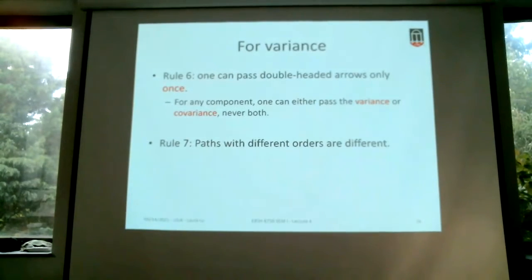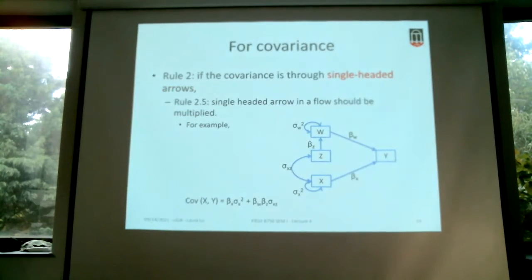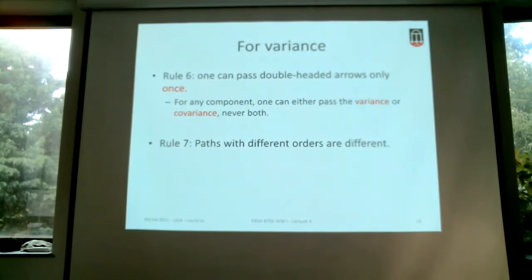Rule 6. Again, this is for variance. One can pass a double-headed arrow only once. This is true for variance, and it's true for covariance. So for any component, one can pass either the variance or the covariance, but not variance and covariance together.